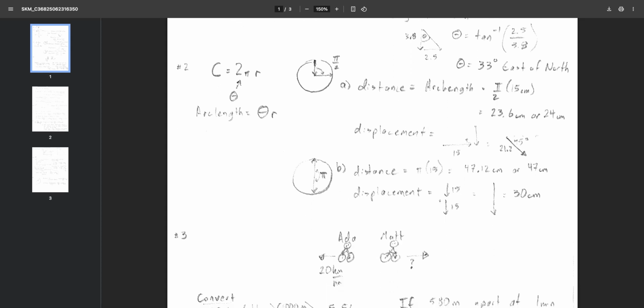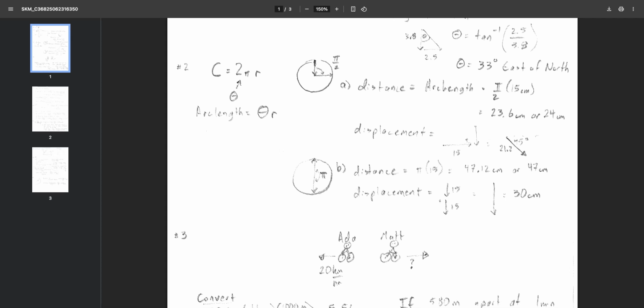For number three, let me turn my page here. So for number three, this is dealing with speed and velocity. You have Ada and Matt start from the same point and ride in opposite directions along a straight road, each at a constant speed. After 1 minute, they are 580 meters apart.